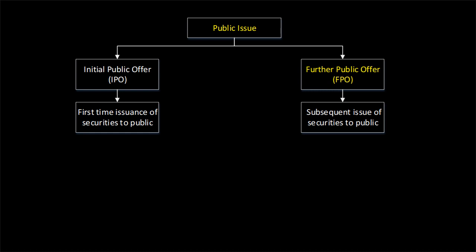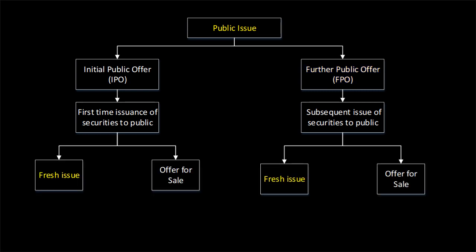Further, both IPO as well as FPO can be of two types. These can be either a fresh issue of securities or an offer for sale. Fresh issue of securities means additional capital is being raised by the issuer. For example, if the paid up capital of an issuer is rupees 5 crore and the issuer needs additional funds of rupees 5 crore, then it can issue fresh securities of rupees 5 crore to raise additional funds.